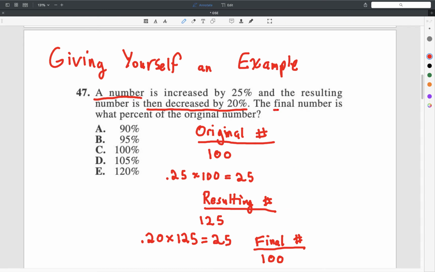So it says the final number is what percent of the original number. And since our final is 100 and our original was 100, it's clearly just 100%. So our correct answer here is C.